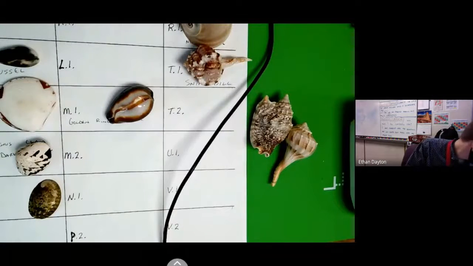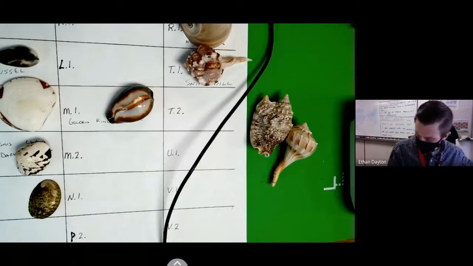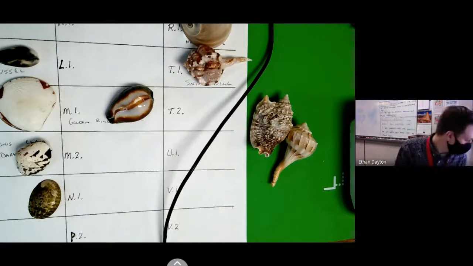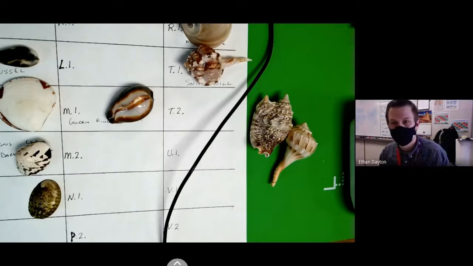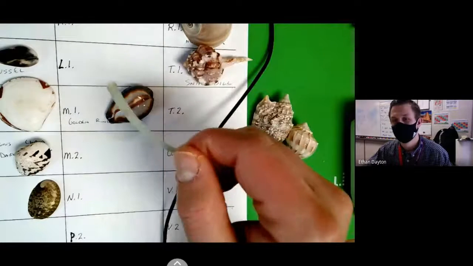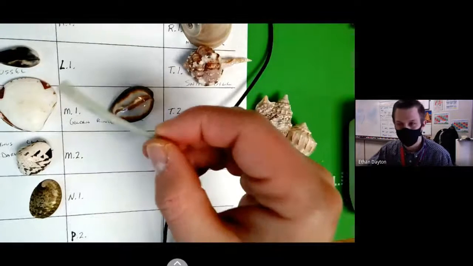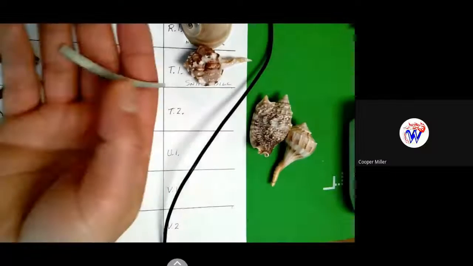Okay. And then let's move on to, Cooper, I want you to take us through this one. This one, you're going to take us through the whole thing. Okay? You can do it, I promise.